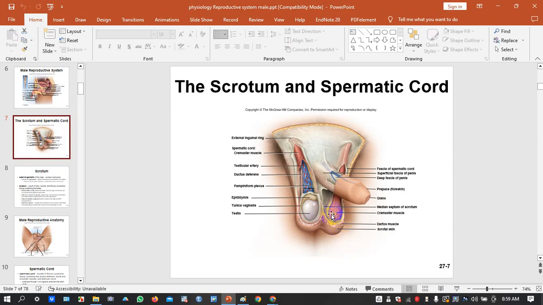So you know the testis needs a cool environment, about 33 to 35 degrees, to be able to produce sperm, because at 37 degrees, all the sperms will die. They can't stand the hot temperature.